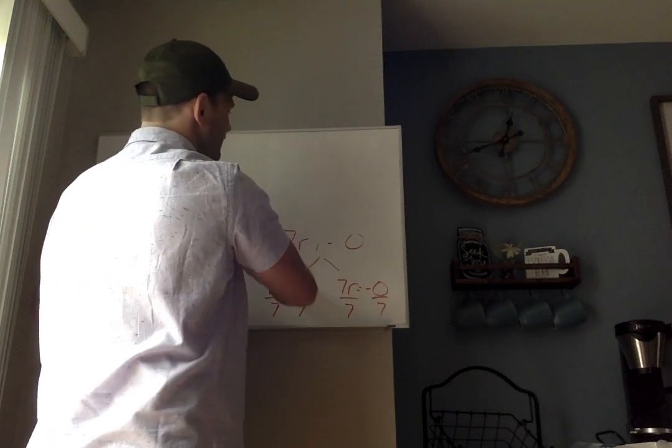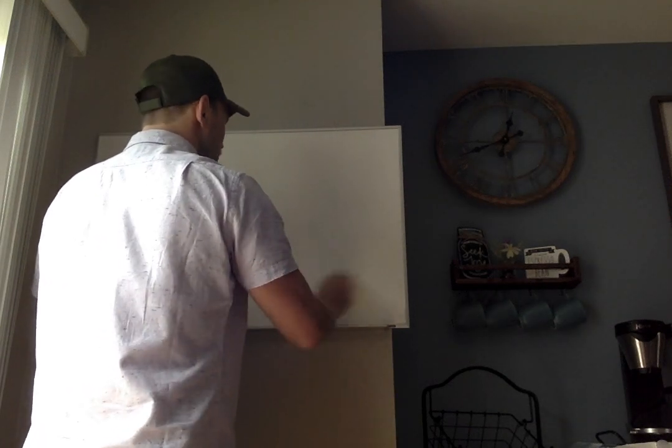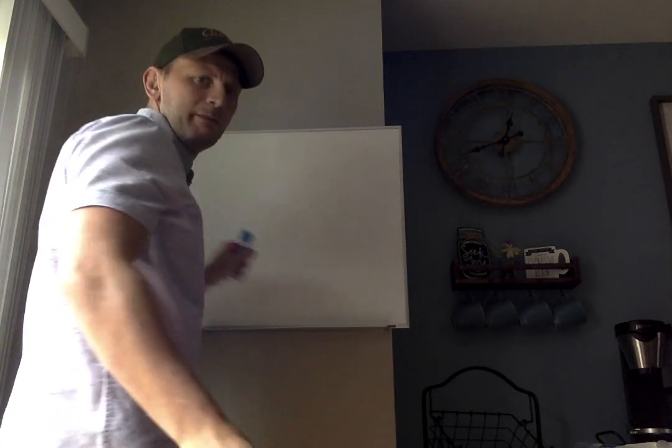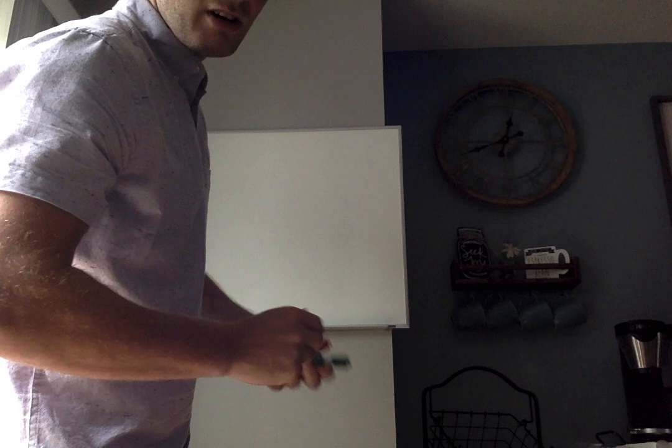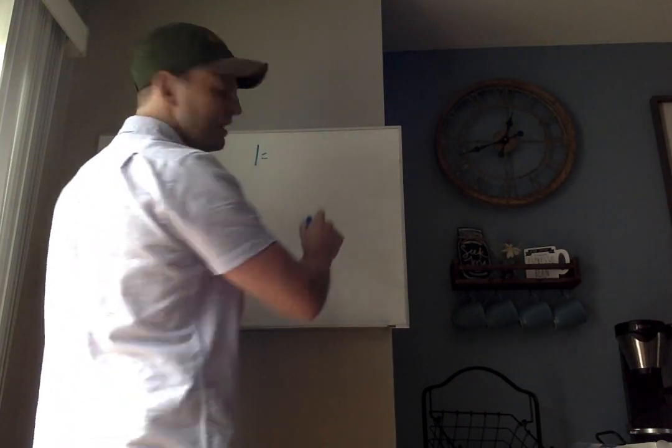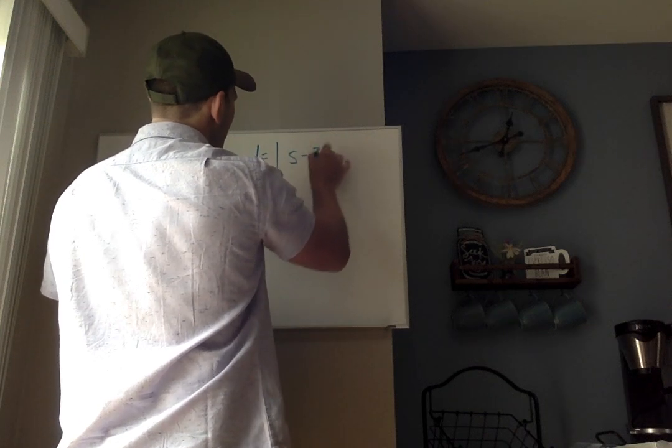All right, so this session is going to be on how to graph absolute value equations. So you have an equation. I'm going to start out. This is 1 equals the absolute value of s minus 3.